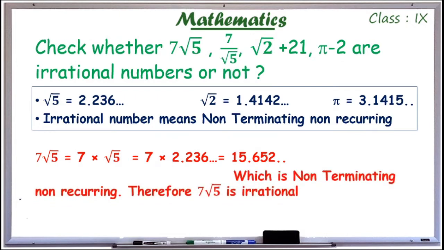So 15.652 etc. is non-terminating, non-recurring. So the answer of 7 root 5 is non-terminating, non-recurring. Therefore 7 root 5 is an irrational number.